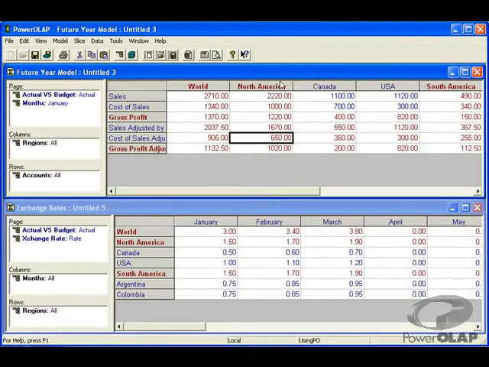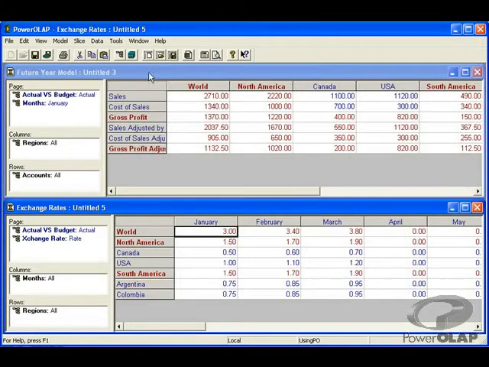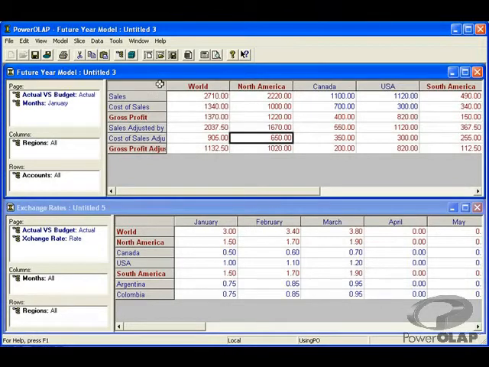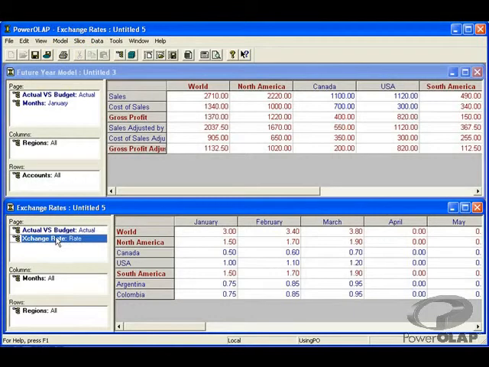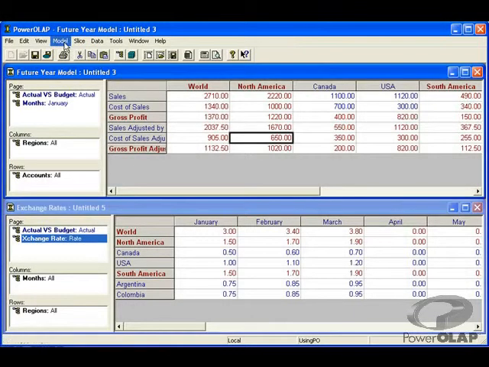So I'm going to tile two slices. This is a model we saw earlier where we developed an exchange rate cube and used that exchange rate cube to calculate an exchange rate for the future year model. In this example, we shared many dimensions between the two different cubes. However, we also added another dimension called exchange rate. Let's look at the formulas we wrote.